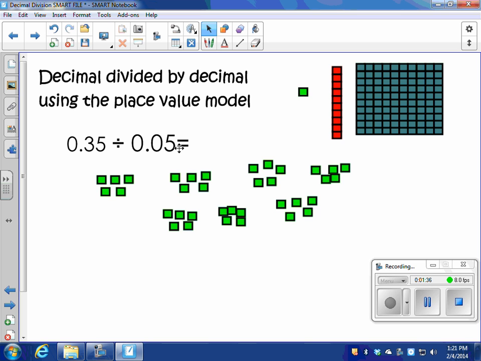So 35 hundredths divided by 5 hundredths gives us 1, 2, 3, 4, 5, 6, 7. That gives us 7 groups. So our answer would be 7. And you can see a pattern here between our numbers. We've got 35 as our dividend and 5 as our divisor, and our answer was 7. So I bet you can see a pattern here.